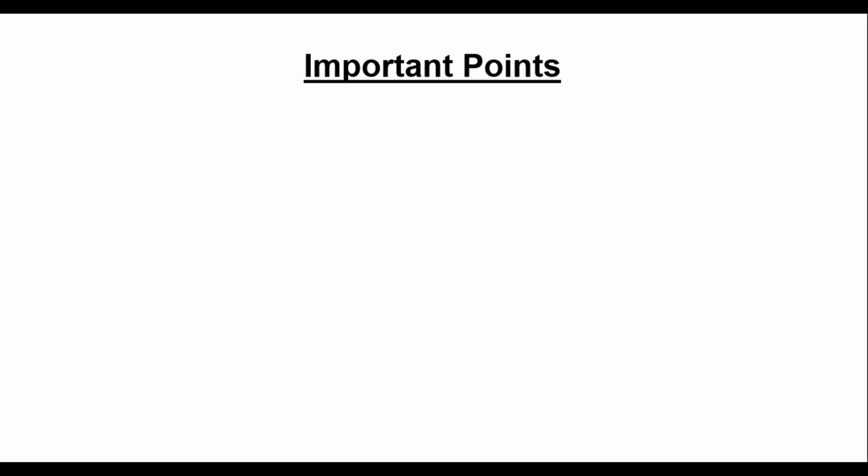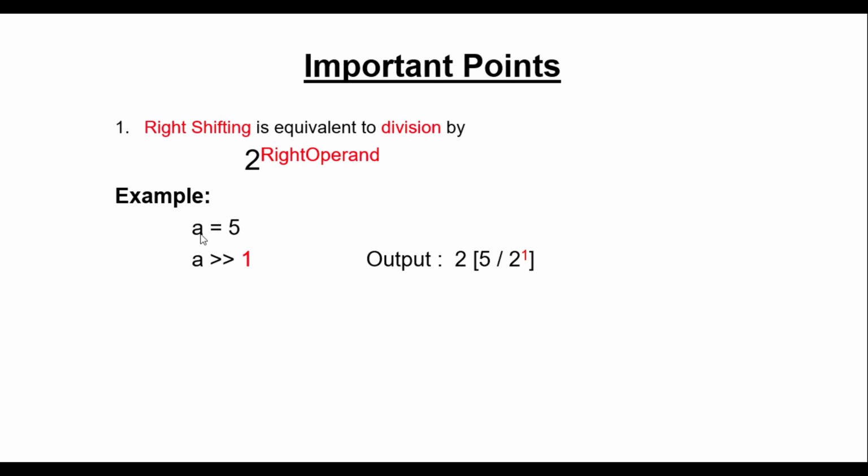Now let's try to understand the second most important point of the RightShift operator. Right shifting is equivalent to division by 2 to the power of the right operand. In the left shift operator, left shifting is equivalent to multiplication by 2 to the power of the right operand. But in the right shift operator, right shifting is equivalent to division by 2 to the power of the right operand. Let's understand this concept using an example.